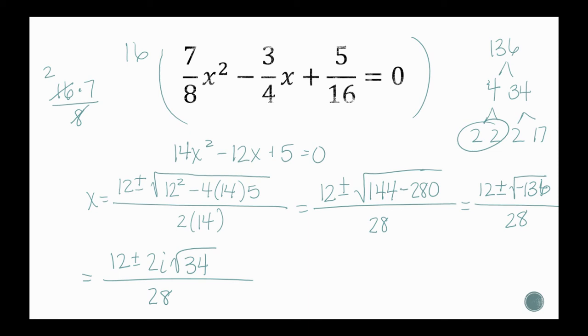Yeah, don't forget about that i, by the way, because it was negative. So we do have to have 2i out front, not just 2. And then, of course, I can cancel a 2 from all of these, leaving me with 6 plus or minus i square root of 34 all over 14. That is simplified. Our final answer. We are done.